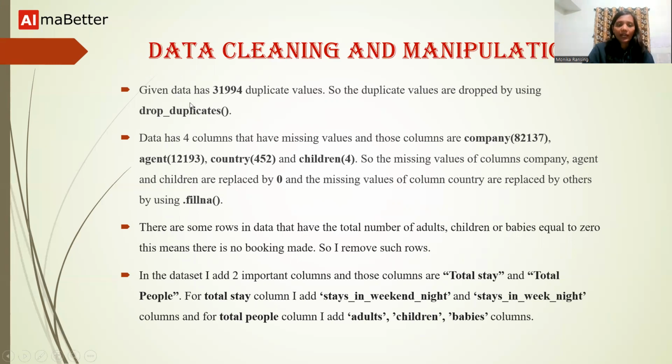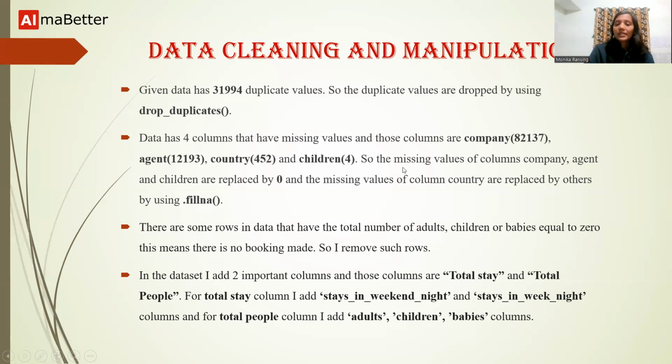In data cleaning I found that the given data has 31,994 duplicate values, which are not required for the analysis. So the duplicate values are dropped by using the drop duplicates method. Now, the data has four columns that have missing values. The company column has 82,137 missing values. Next is agent, which has 12,193 missing values. Then the country column has 452 missing values, and the children column has 4 missing values.